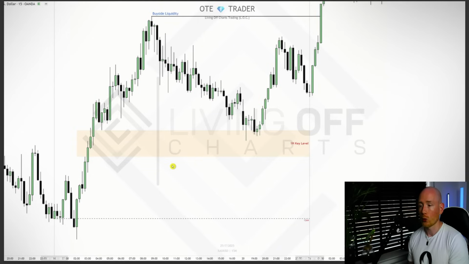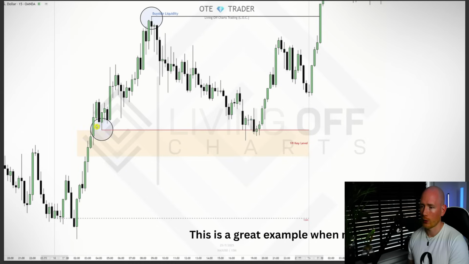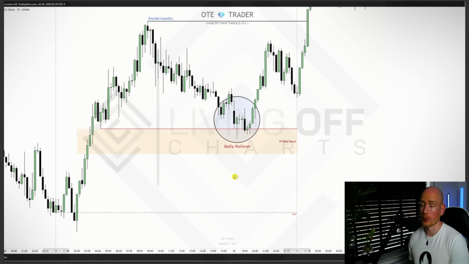And we zoom into the 15 minute, we have an old low down here, right? Old low down here. But this is a great example of when not to buy an old low. Now, why do I say that? Because we're around daily rollover. So this piece of price action looks great if it was during New York session or even London session. But this over here is exactly at the daily rollover.